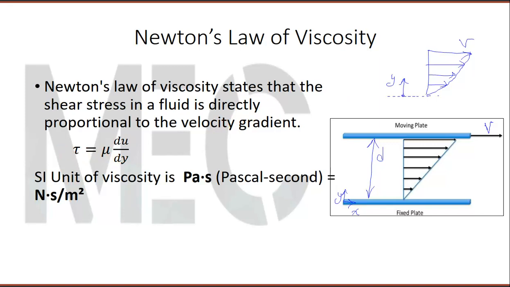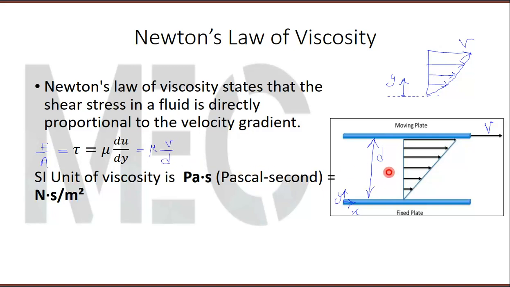What is shear stress? Shear stress is F over A. F is tangential force, as talked about last session. If you apply a force to the top plate, the force over area is shear stress. The force is tangential force or shear force. Rewriting this formula, if the velocity profile is linear, this term can be written as mu times v over d.